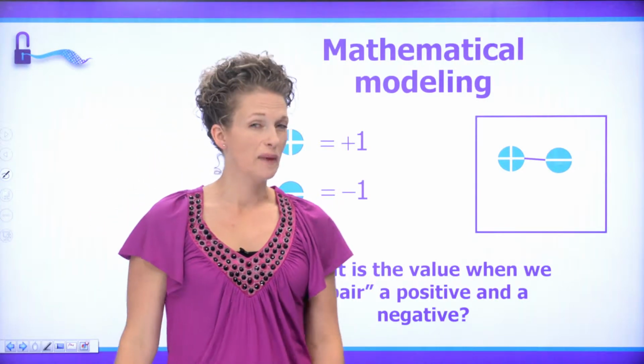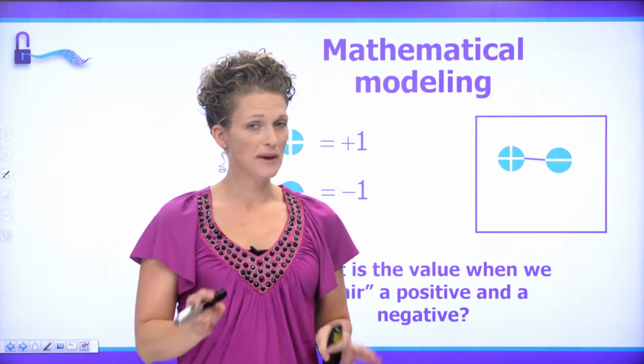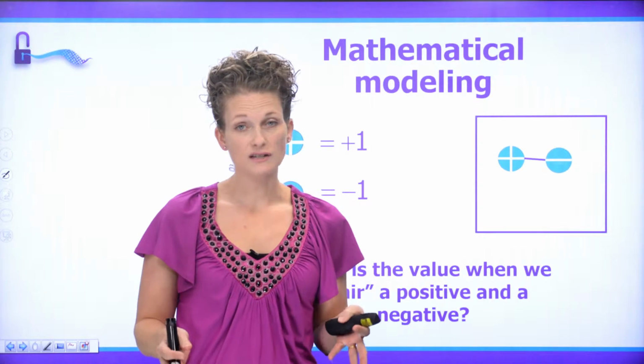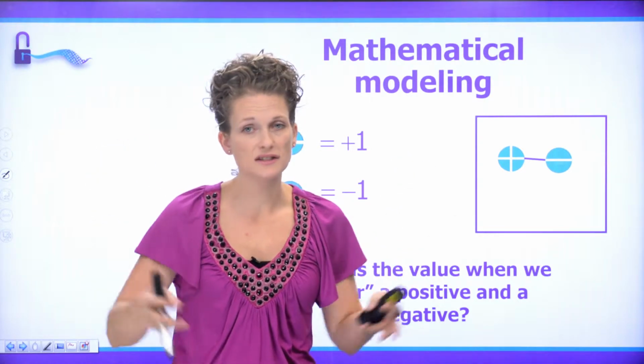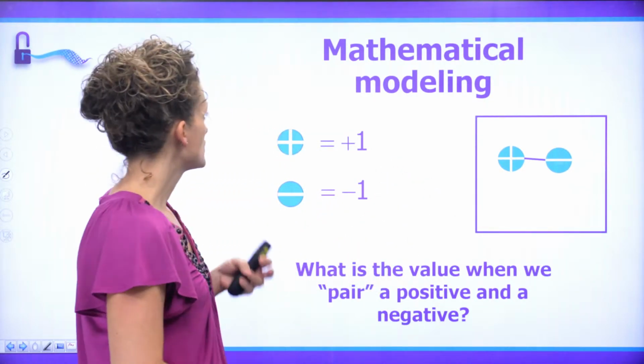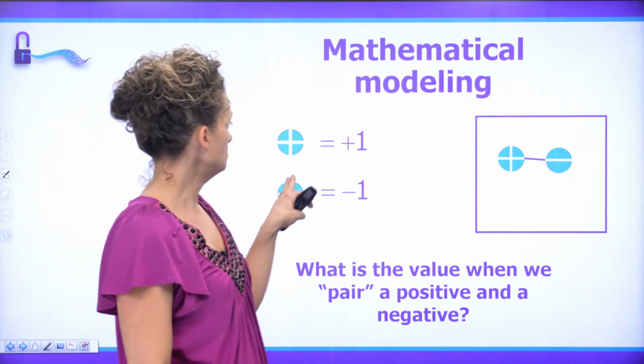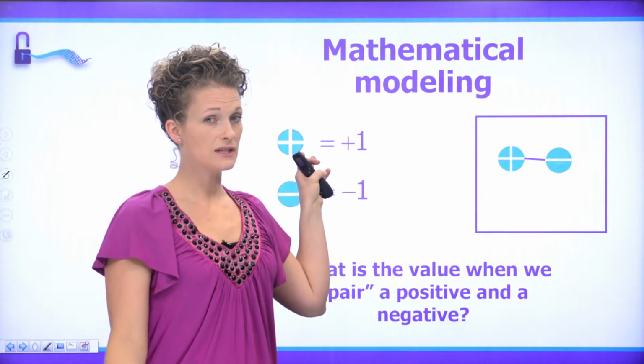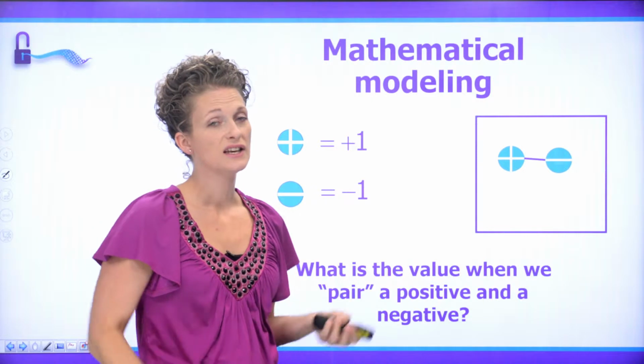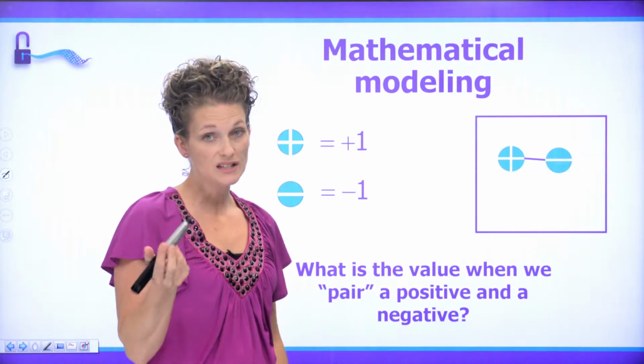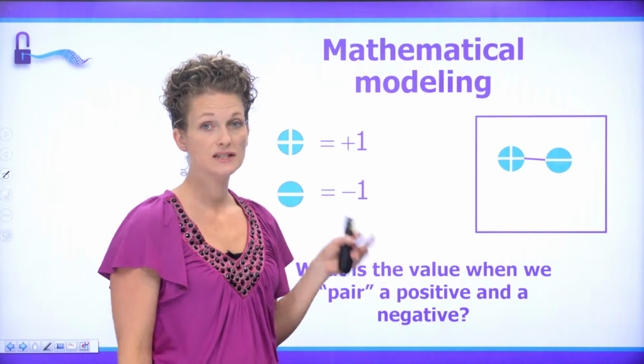We're going to use a little bit of mathematical modeling. Now, mathematical modeling is used in all kinds of areas, biology, science, chemistry, whichever. So we're going to use a little bit of it now. When I have these little discs that have a plus symbol, that stands for a plus 1. If it has a minus, it stands for a minus 1.